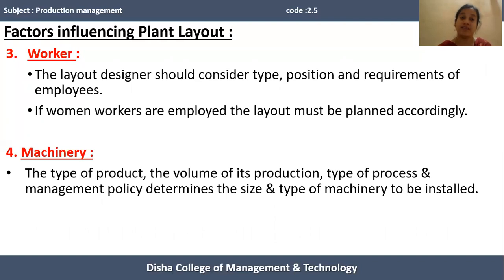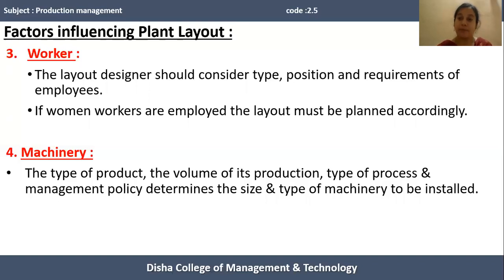Worker also plays an important role while designing the layout of the plant. It means the production manager has the responsibility to arrange basic employee amenities near their workstation so that they can use these things in a convenient way.